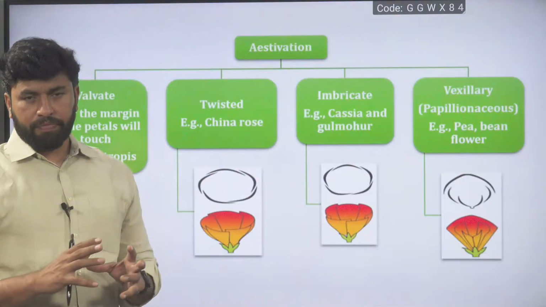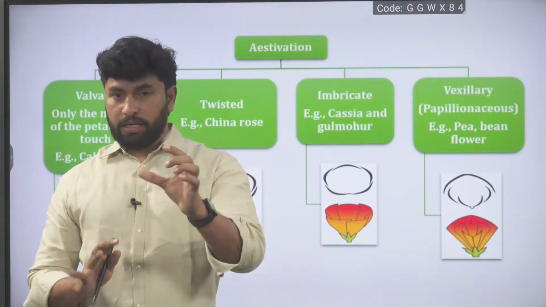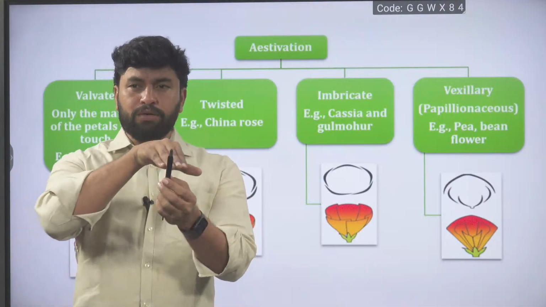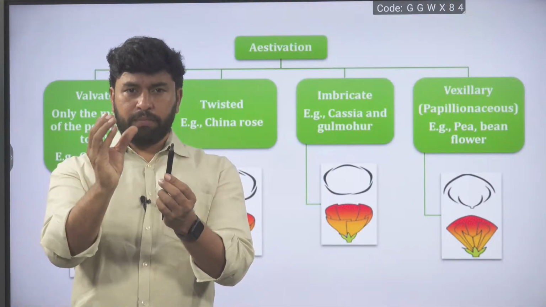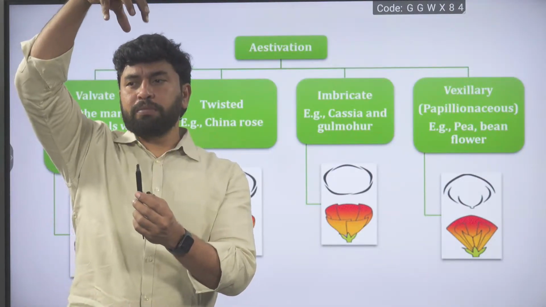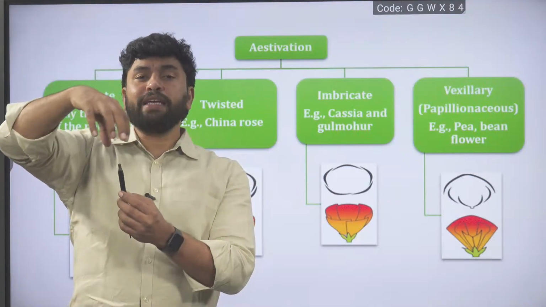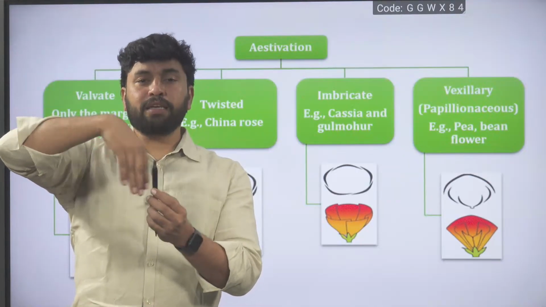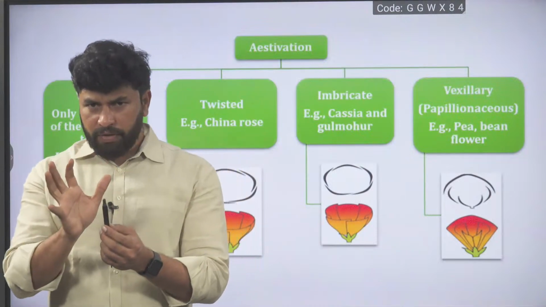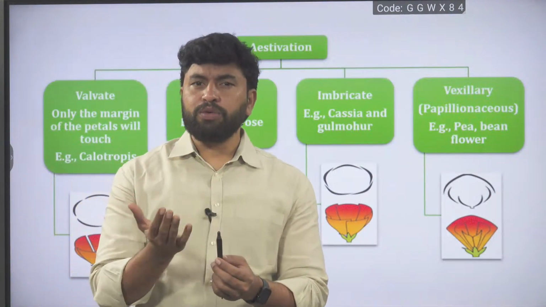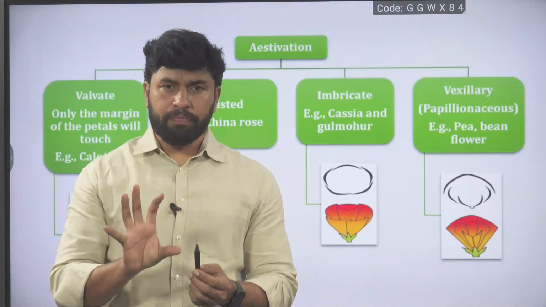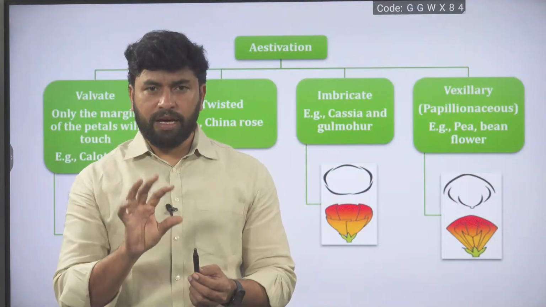What happens here? Take a floral bud, not a flower. Take a floral bud, and you have to cut it transversely. Upon cutting, if you watch it from the top, what is the arrangement of petals or sepals with respect to one petal with another? Careful, we are not watching with respect to two different types of whorls. Here we are talking within the same whorl, that means either in the calyx or corolla.